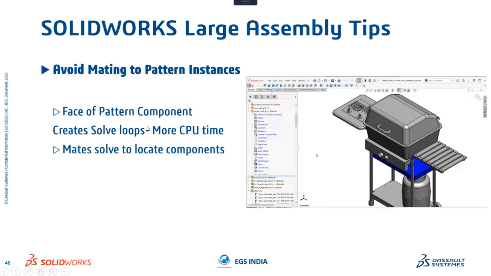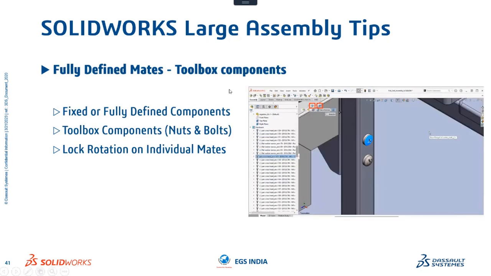And then the mating options. You need to avoid mates to pattern instances, because they loop back to your reference files, take more time, and also load your CPU. Fully defined mates, like toolbox components that are fixed or fully defined, work and load faster. If there are any errors in your mating, it will load slower. Also, if you insert bolts and nuts from the toolbox with only concentric and coincident mates, they will rotate, so it will take a large amount of time to solve that mate.